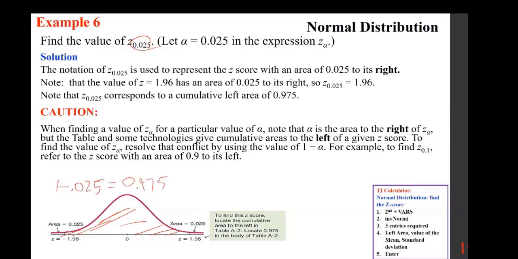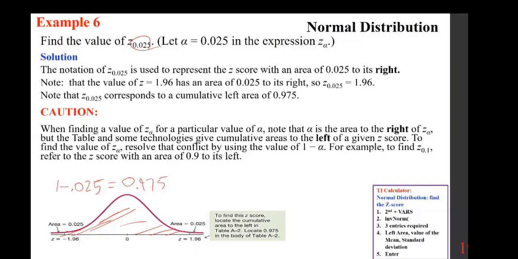And you need that so you understand how you come up with the answer. So to find the z-score, locate the cumulative area to the left in the table. So you have to locate 0.975 in the body of the table. The table you just looked up. In the body of the table, you look for 0.975. I'm going to go over that in a moment.